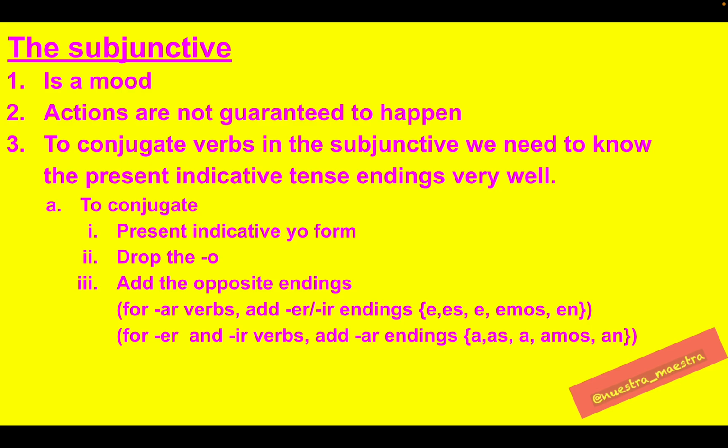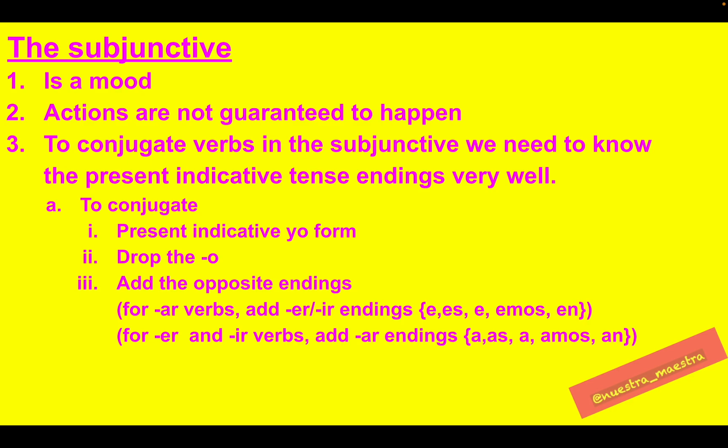Number two, the actions in the subjunctive are not guaranteed to happen. We would like to see them happen, we recommend that they happen, but we cannot guarantee whether or not this action will take place, which is why we call it a mood.